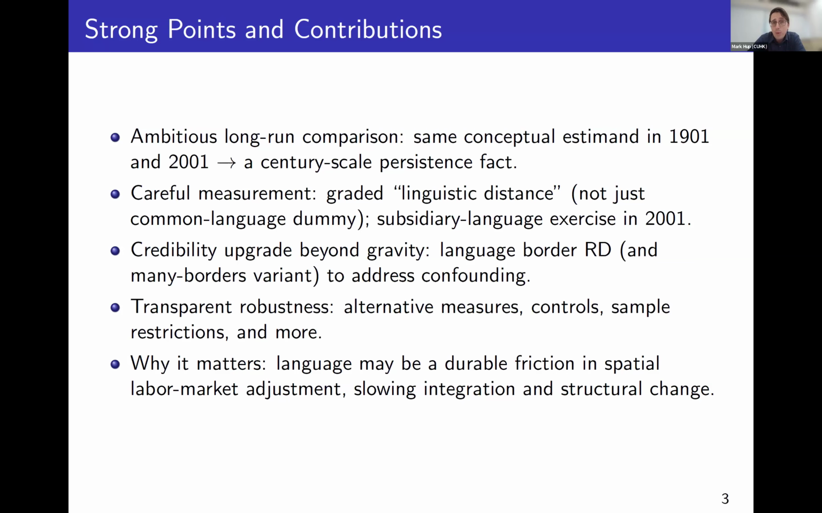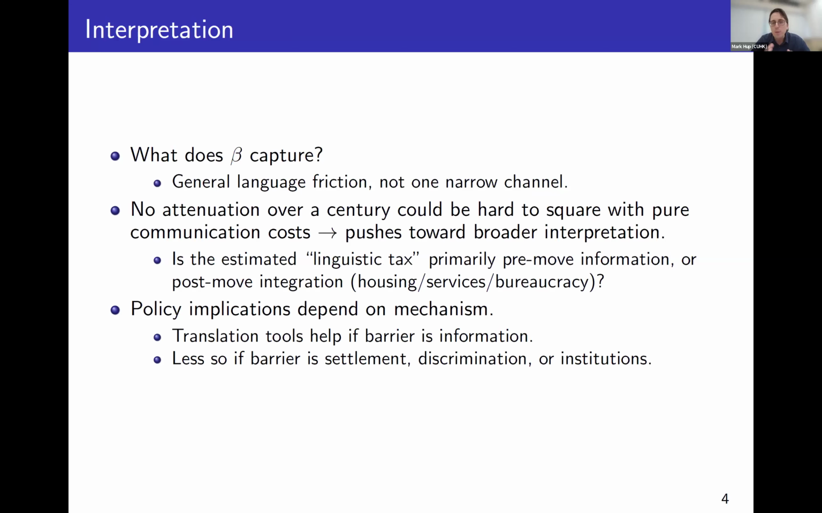So language may be a durable friction in this spatial labor market adjustment. That can have all kinds of effects that we also care about, like integration, like structural change. It may slow those types of developments. So that's my basic summary of the paper. And I also have some questions, some further thoughts. So one is about how do we interpret, let's say, the beta.